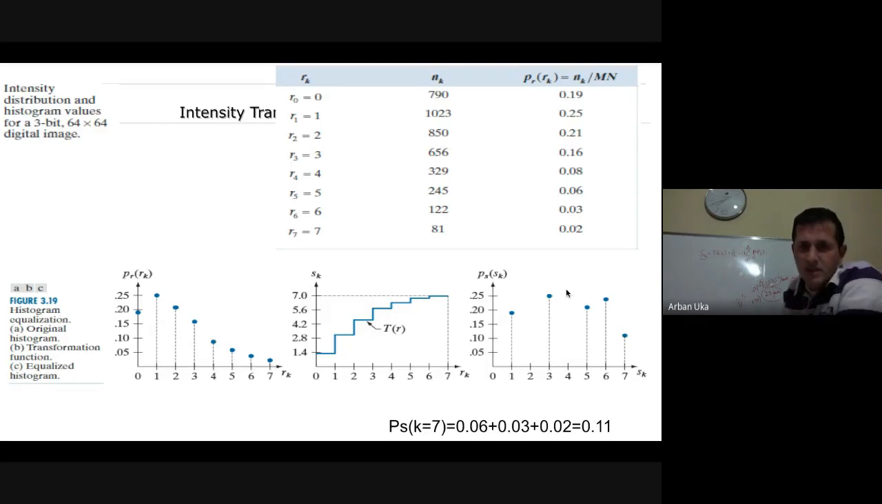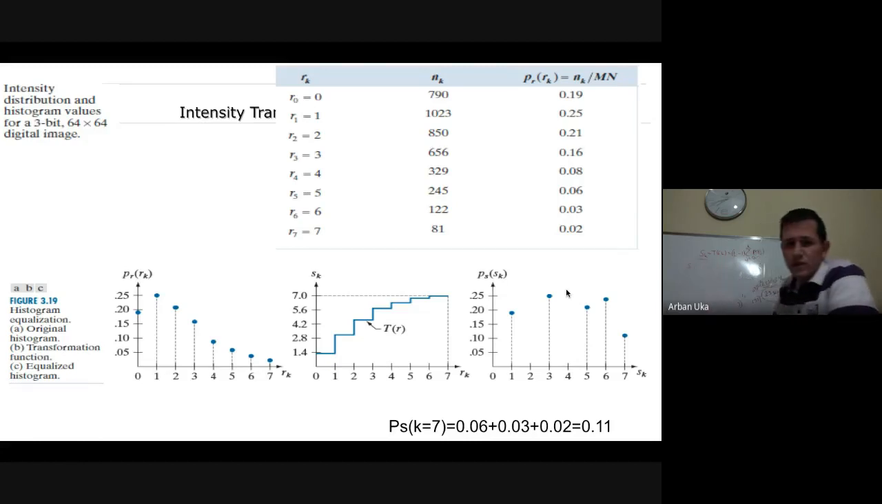So in this case, let's have a look, for example. Let's see what we observe. When k is 0, that means when the pixel is equal to 0, the probability is, this is s, 1.4.